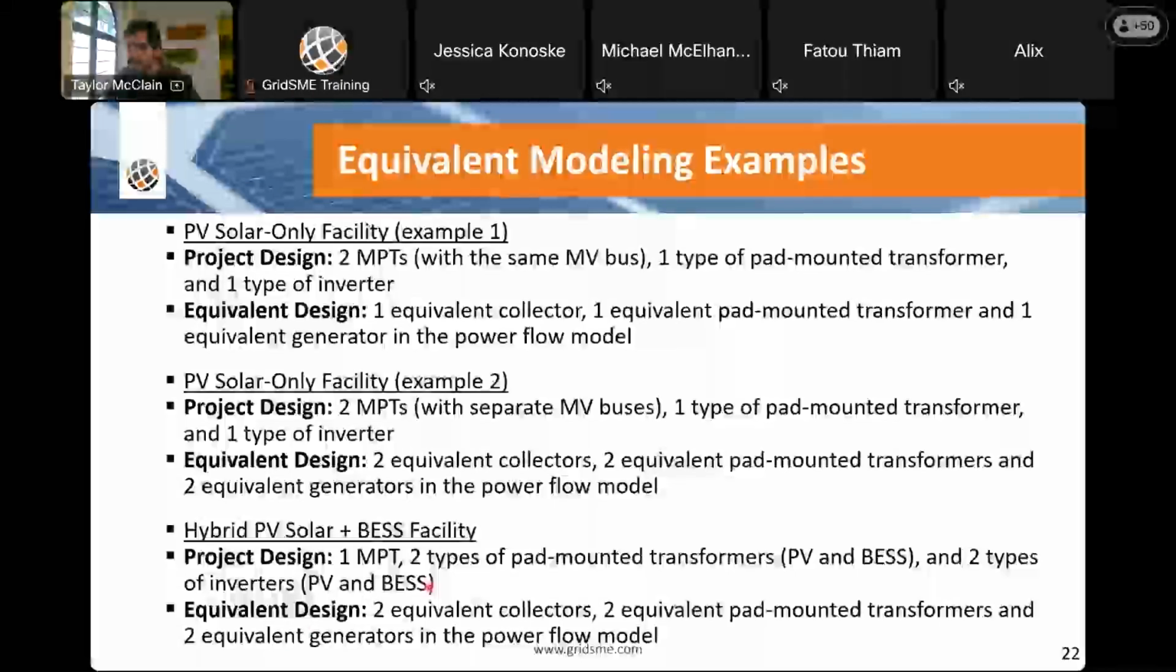So there's a lot of different examples and possibilities for how this could turn out. There's even bigger projects where you're going to end up with much more than two equivalents. But as you can imagine, it's still extremely helpful to be able to reduce the number of pieces of equipment that are being modeled, and the fact that the results are still coming out the same. This is the best way to tackle modeling these big facilities.